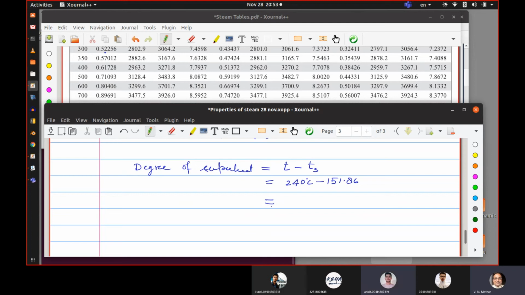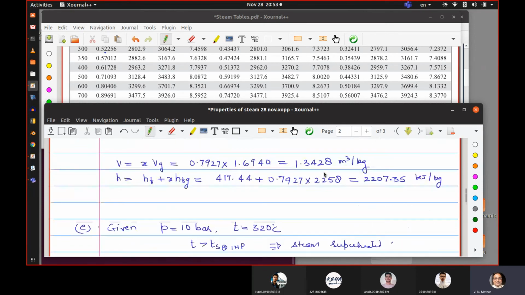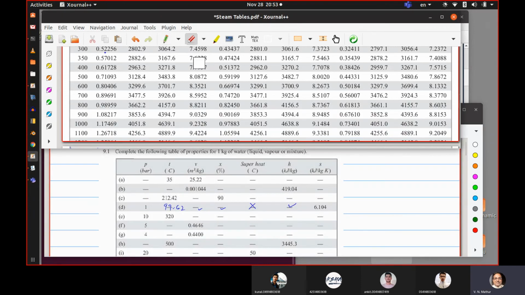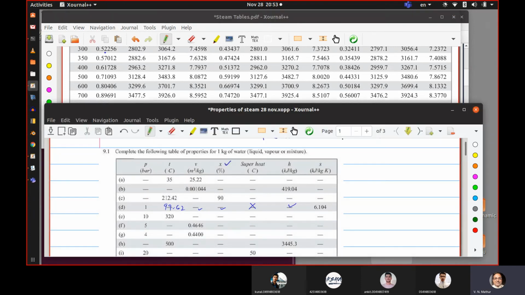Minus, 58.14. 58.14 is the degree of superheat. So this should appear in this column in the question. Either you write what the dryness fraction of the steam is, if it is wet, and fill this column; and if it is not wet, if it is superheated, then you write this column. So here we should write 58 point.